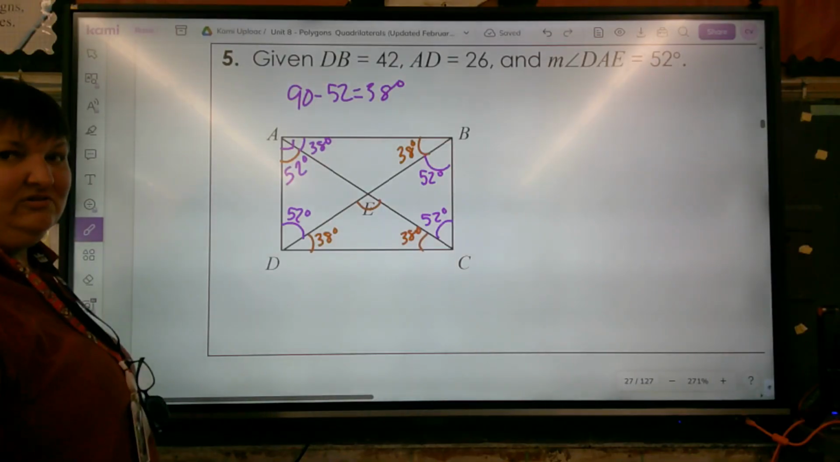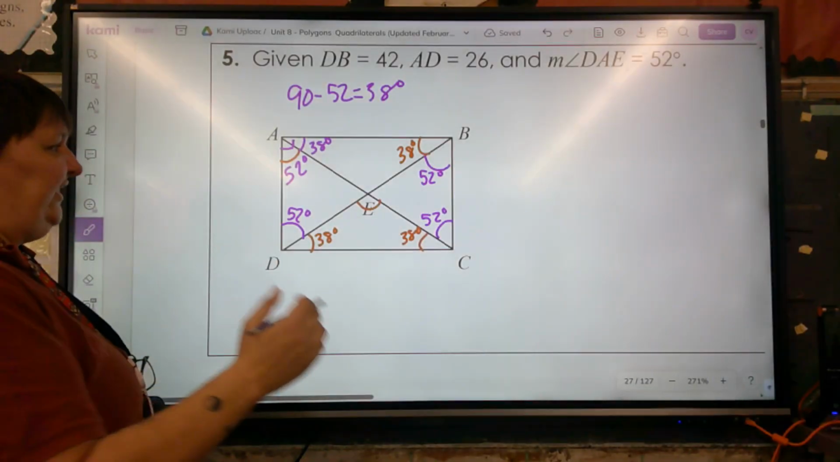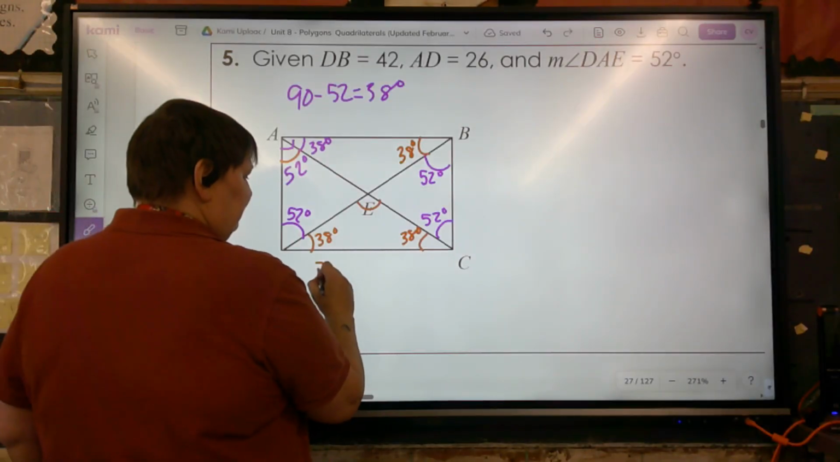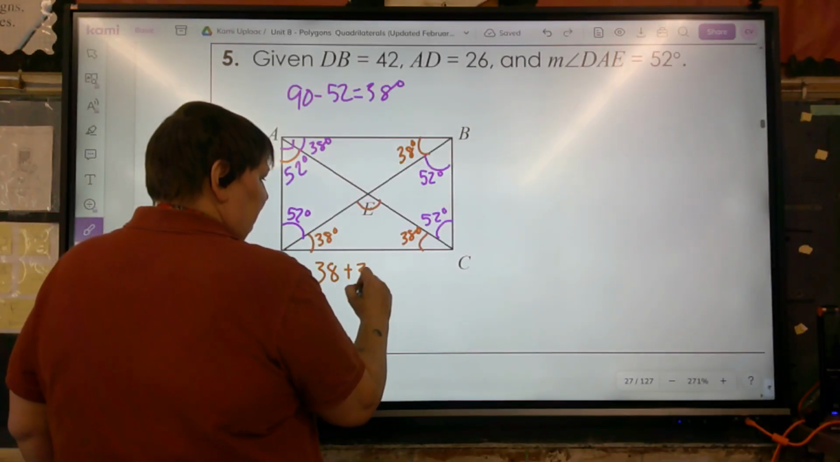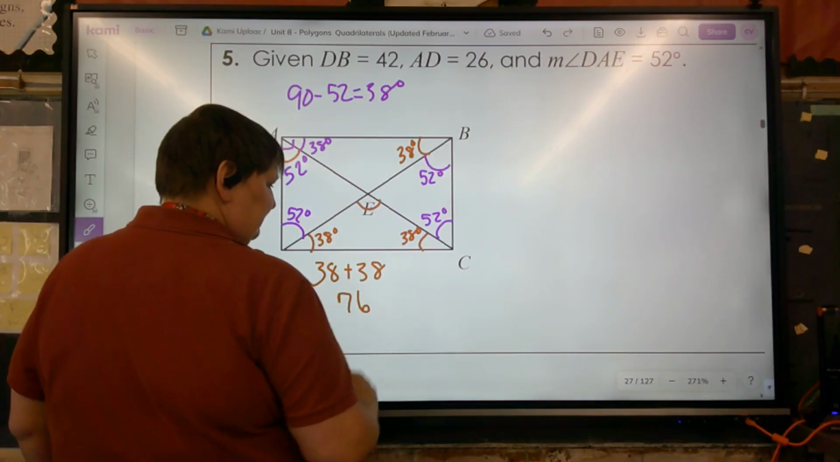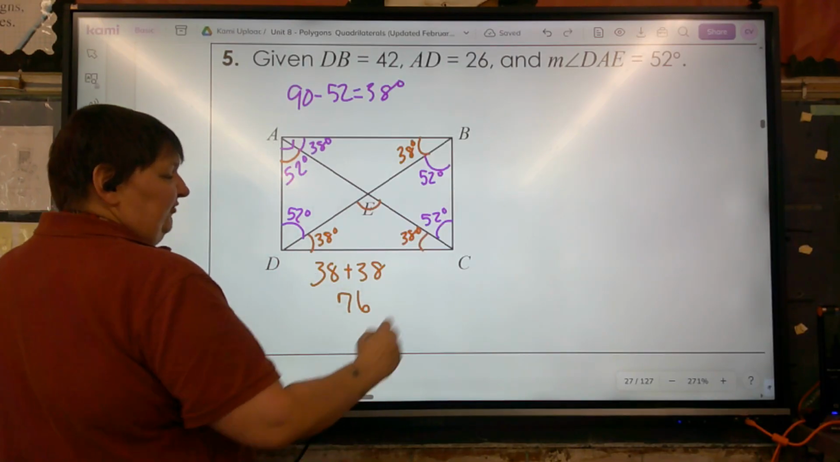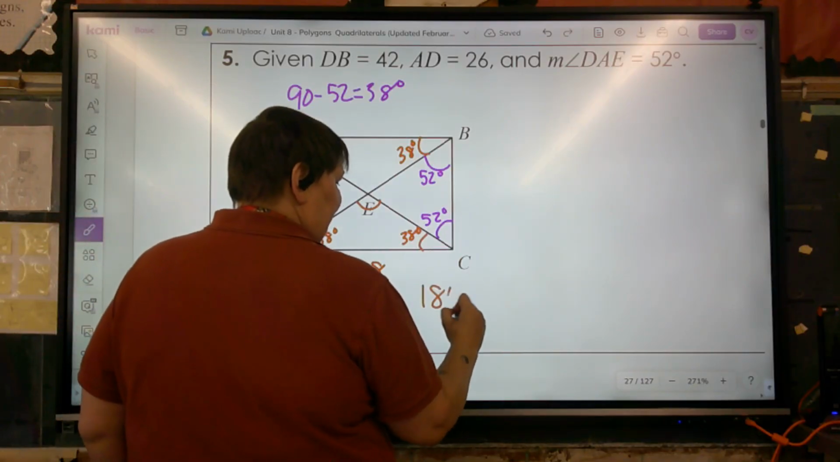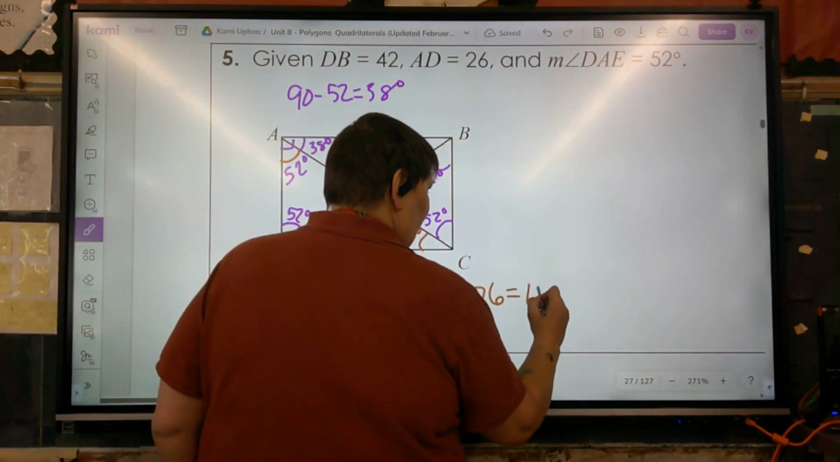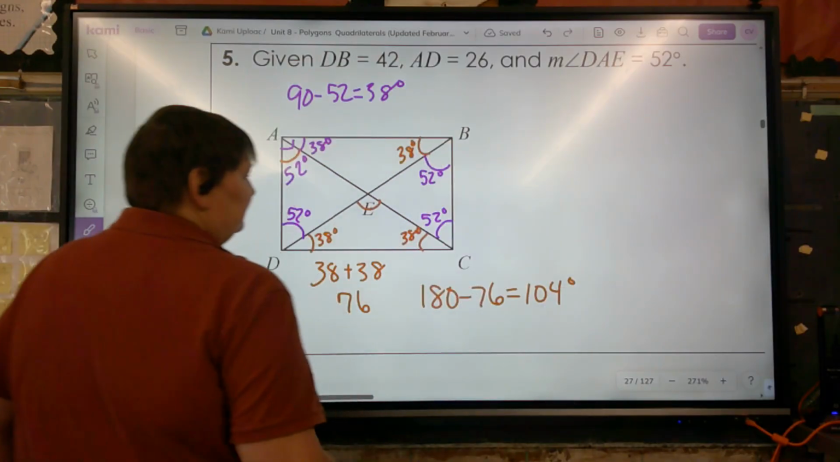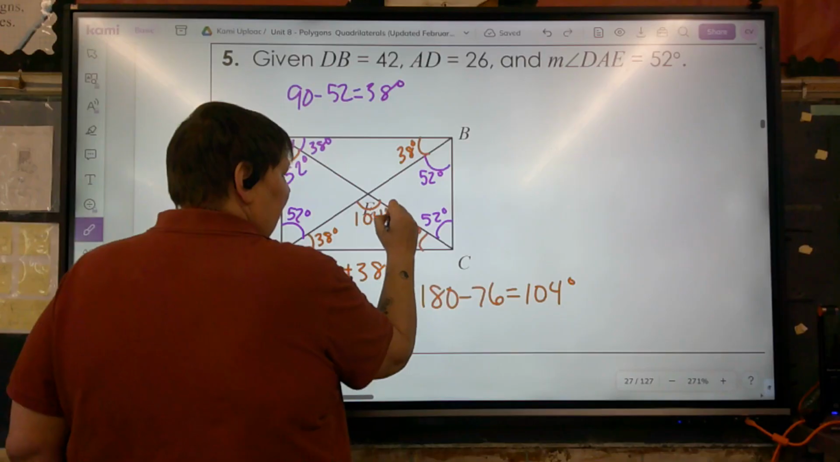What do we know about triangles? They have to total 180. 38 and 38 is 76. We know it has to total 180, so 180 minus 76 is 104. So this is 104.